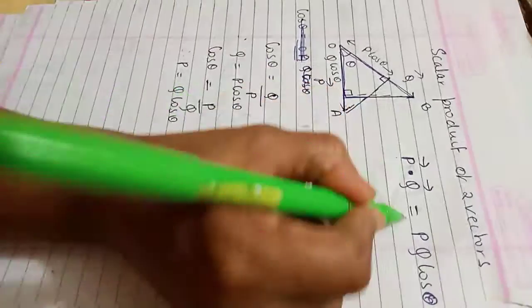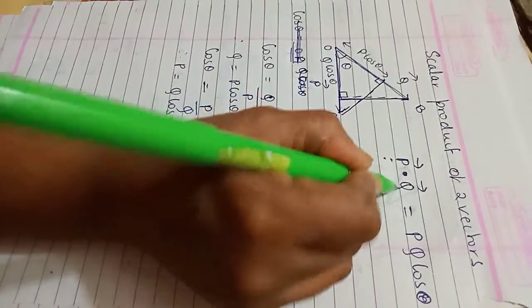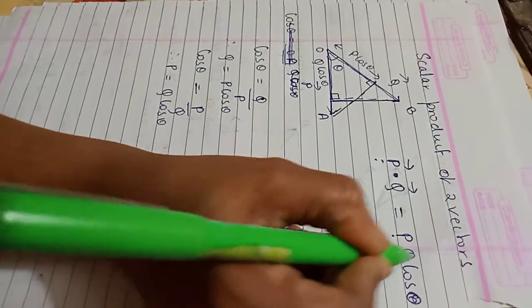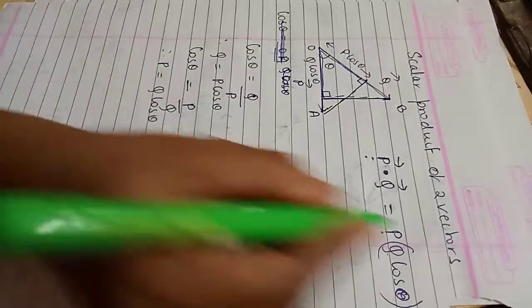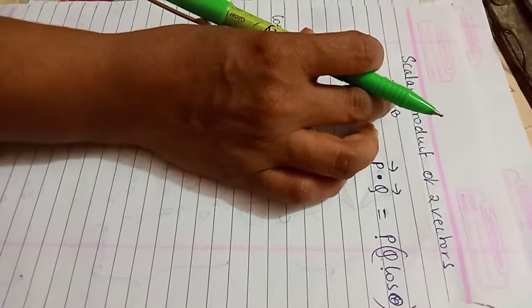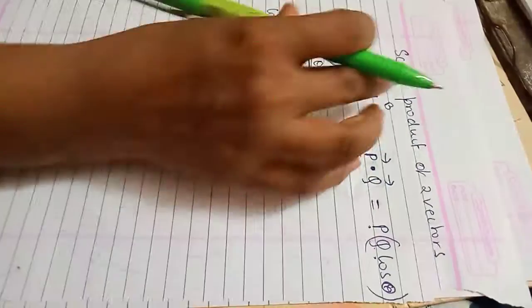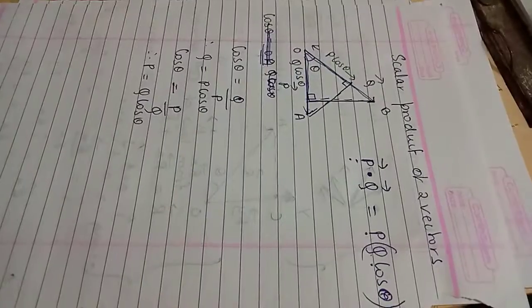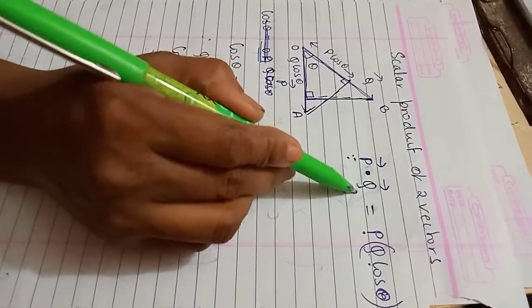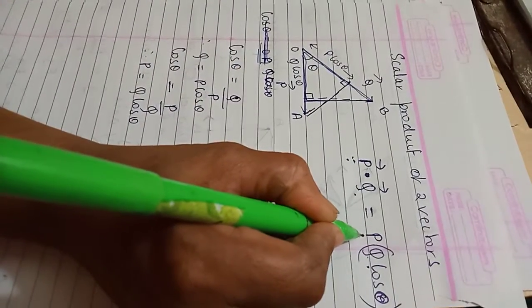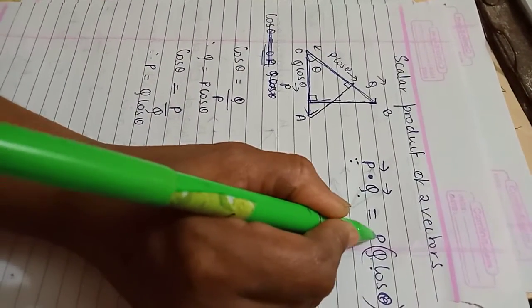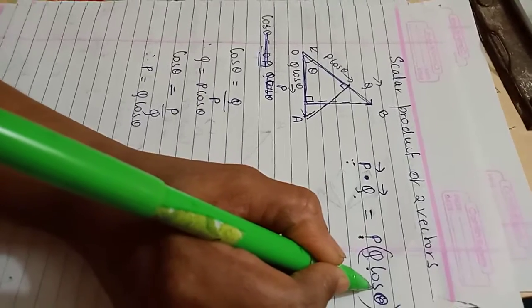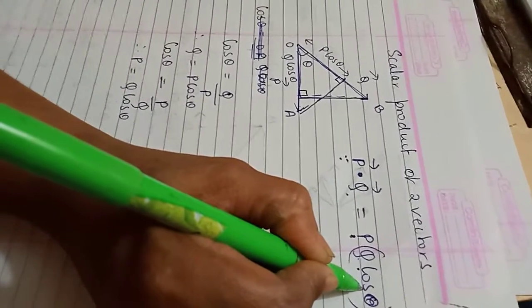So P dot Q is what? P Q cos theta. What is that? Component of vector P along the other side, or we'll put it like this: scalar product of two vectors is the product of the magnitude of one vector and the component of this vector along the other side.